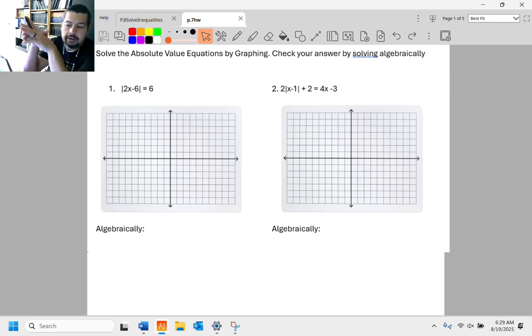So here we have our absolute value equations. We're going to solve by graphing. We're going to solve algebraically. Shouldn't be too bad of a lesson if you know how to graph. That is the big iffy.